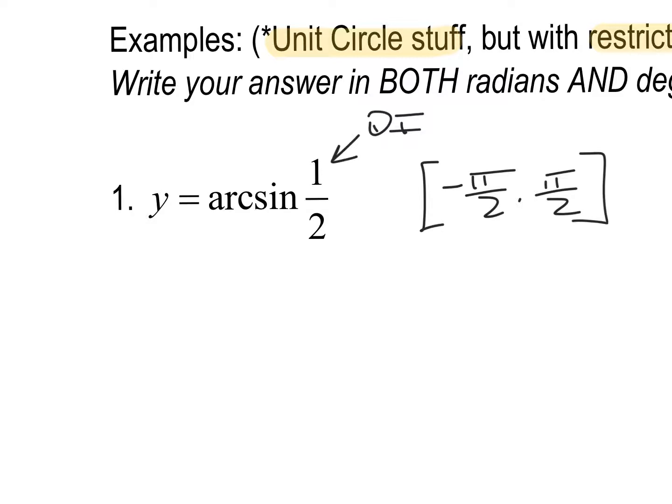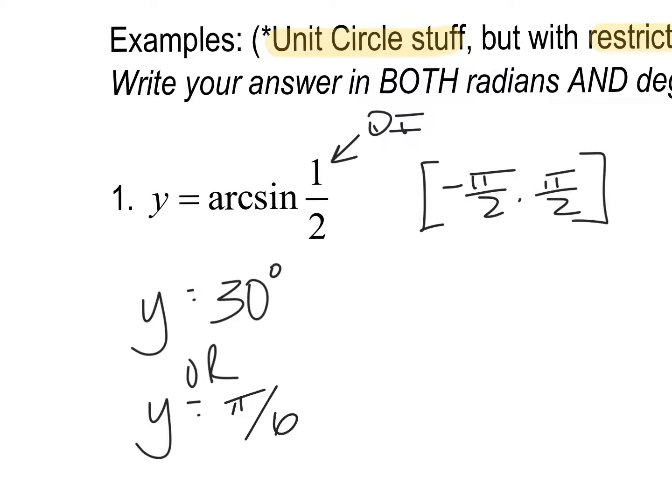So in quadrant 1, the sine is the y value, and the y value of 1/2, remember, that is our 30-degree angle. I told you to give me your answer in both radians and degrees. That's pi/6. So that's just looking at the unit circle. Where is the y value, because it's asking about sine, positive 1/2? I'm not in quadrant 4 because the y value would be negative there.